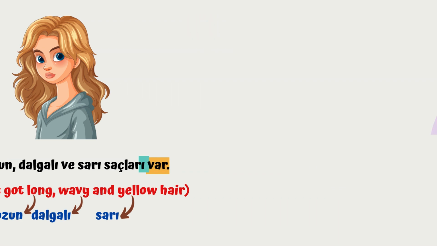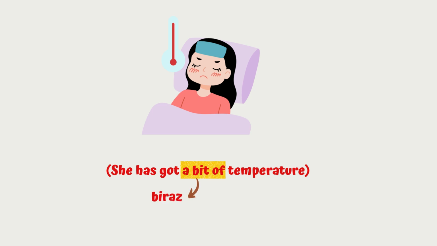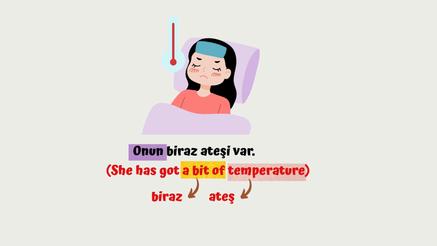Okay, another context that we studied. She's quite ill and she has got a bit of temperature. This is what we're gonna say. A bit of, if you remember, is biraz. Temperature is ateş. So how do you say that in Turkish? Onun biraz ateşi var. Again, the sentence starts with onun, which is a possessive adjective, ends with var, and in the middle we have the item. In this case, it is biraz ateş. And don't forget to put the ending for onun, which is i. So biraz ateşi var.